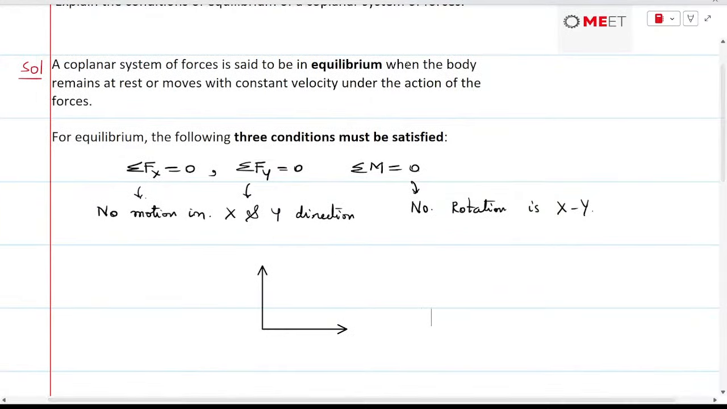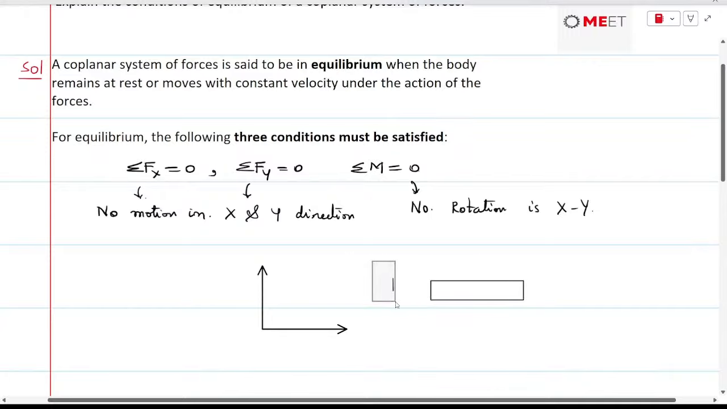Let's say this is an xy plane, and in this xy plane we have a body, a rectangular shaped body. This body is free to move in the x direction as well as free to move in the y direction, and it can rotate about the z axis, that is the axis normal to the plane, and this is the rotation in the xy plane.